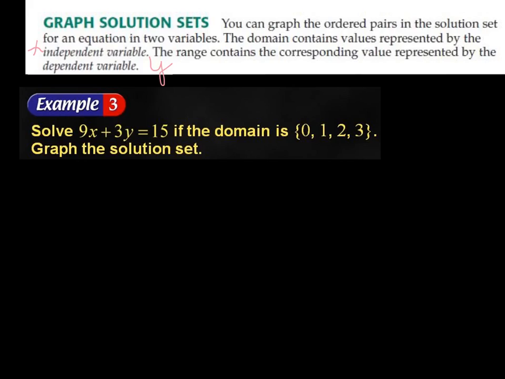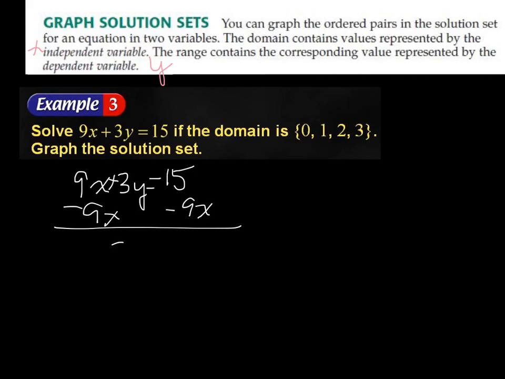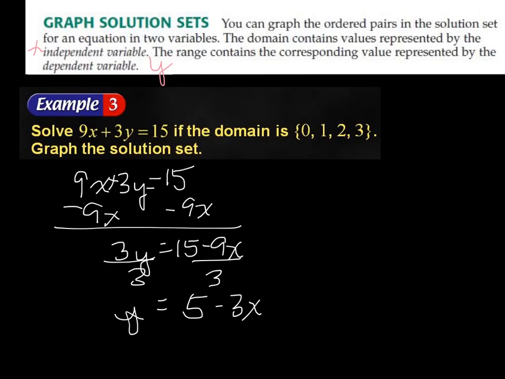Example 3, they ask us to solve the equation 9x plus 3y equals 15 if the domain is 0, 1, 2, 3, and then graph it. So it would be convenient if that were solved for y. So I'm going to subtract 9x from both sides of the equation, and divide by 3. So y equals 5 minus 3x. And so I solved for my dependent variable in terms of my independent variable.